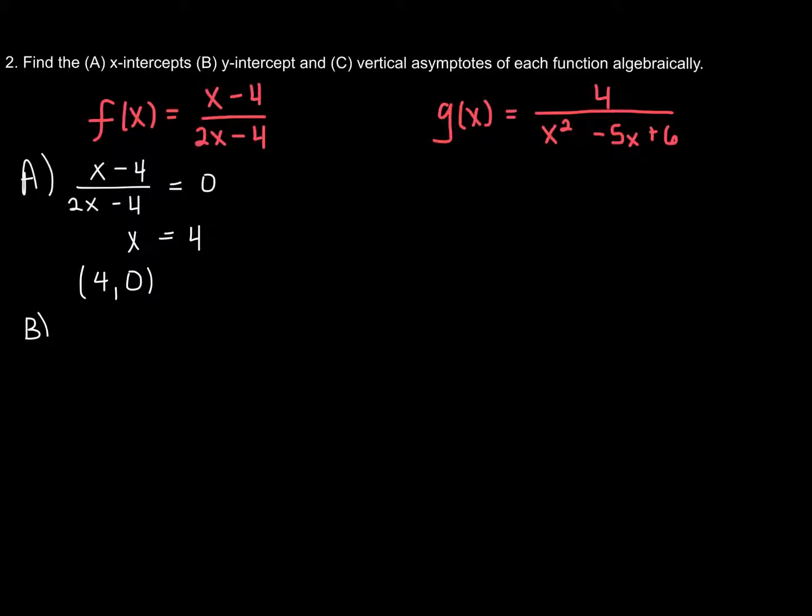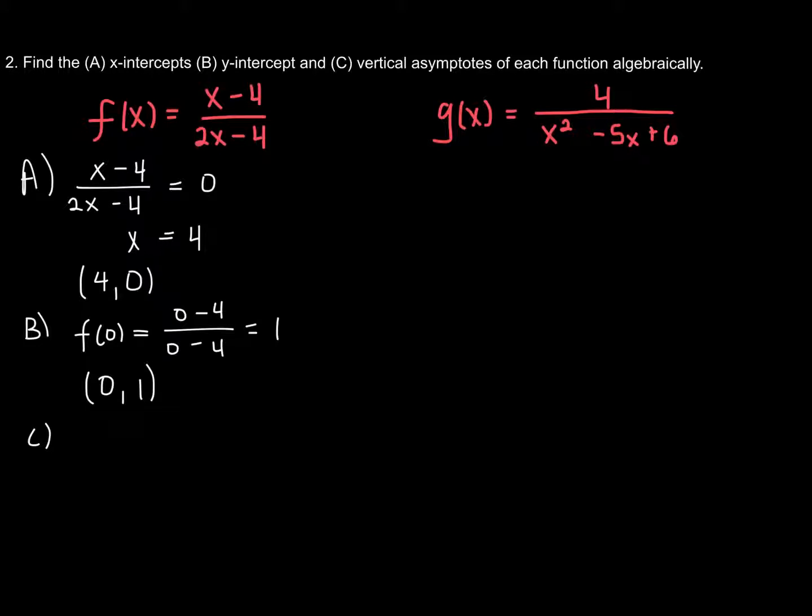All right, now the y-intercept. I know the y-intercept is just the value of my function when x equals 0. In other words, whatever f of 0 is. And so this will simply be (0 minus 4) over (0 minus 4). And that's -4 over -4, which is positive 1. So my y-intercept is the point (0, 1).